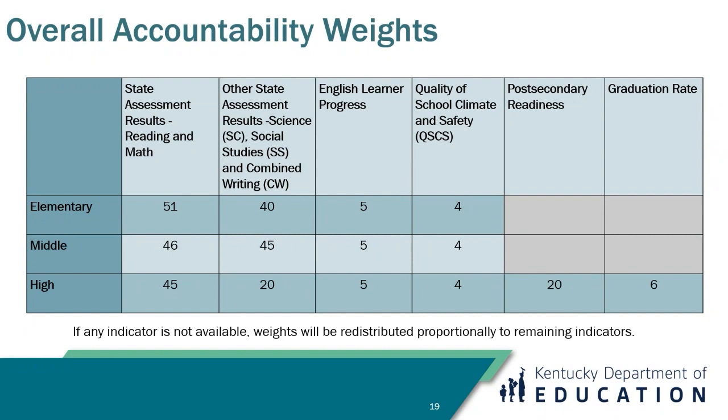At the elementary, middle, and high school level, the quality of school climate and safety indicator is given a 4% weight. If for some reason a school does not have scores in a category, such as English learner progress, that percentage is proportionally redistributed among the other indicators, so the QSCS indicator would hold a little more weight than 4%.